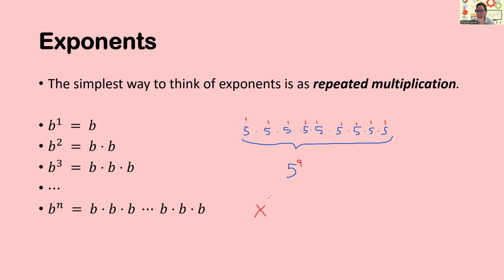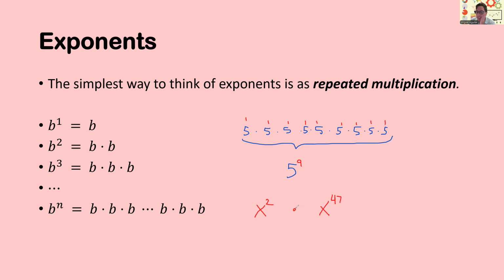If I had x to the 2nd power, how many x's have been multiplied by themselves? 2. If I had x to the 47th power, good Lord, would you want to write that out by hand? No. Absolutely not. Right?